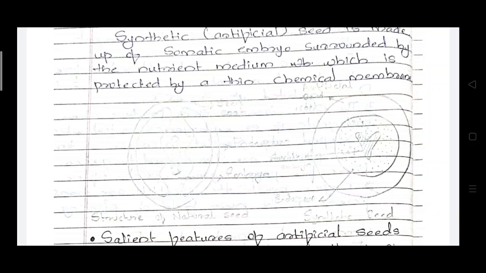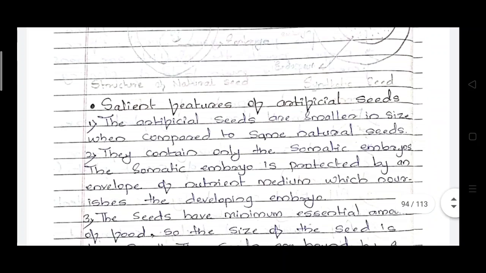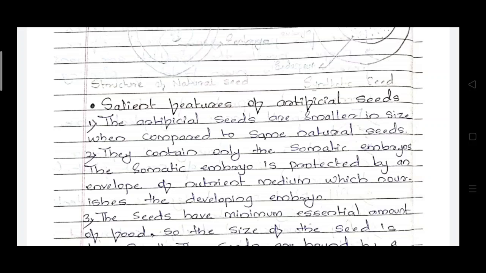So naturally, in the seed structure, as you know, the middle portion is the embryo, then the endosperm is present, and the embryo and endosperm are covered with the seed coat. A similar structure is developed in the synthetic seeds: at the center there is the somatic embryo, and that is covered by the artificial seed coat. So what are the features of these artificial seeds?